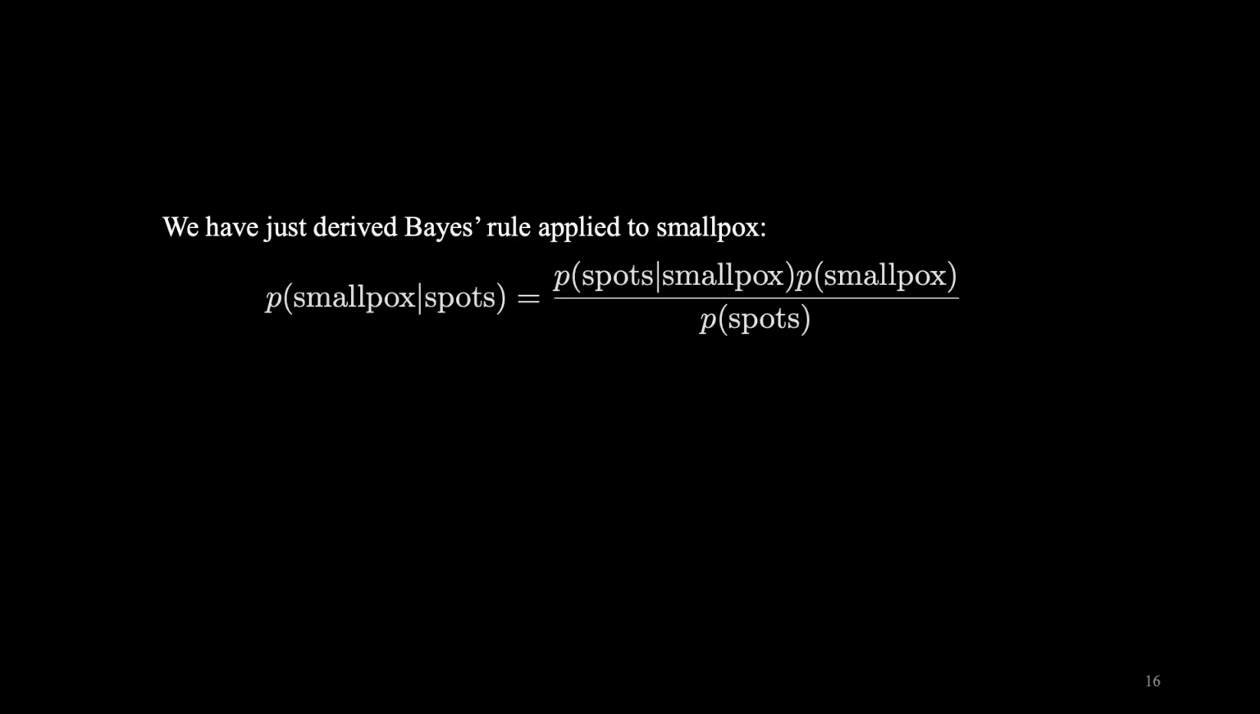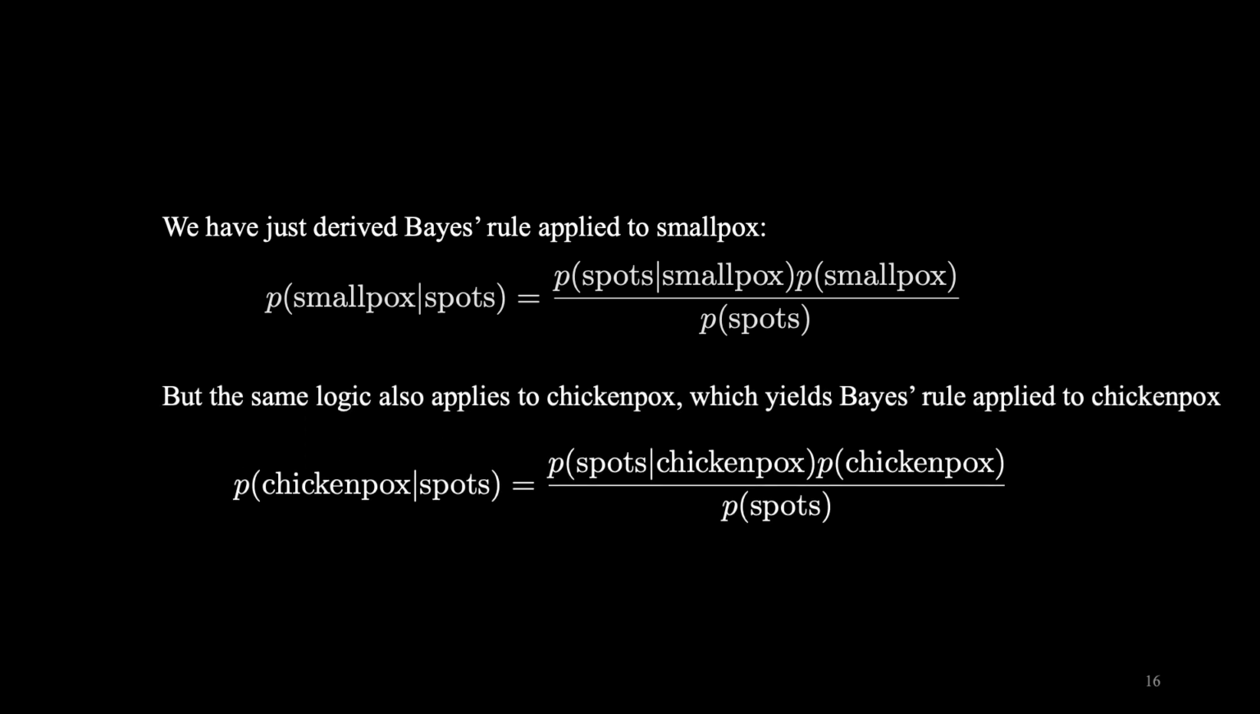We have just derived Bayes' rule applied to smallpox, but the same logic applies to chickenpox. This says that the probability that you have chickenpox, given that you have spots, is the conditional probability that you have spots, given that you have chickenpox, multiplied by the probability that you have chickenpox, all divided by the probability that you have spots.